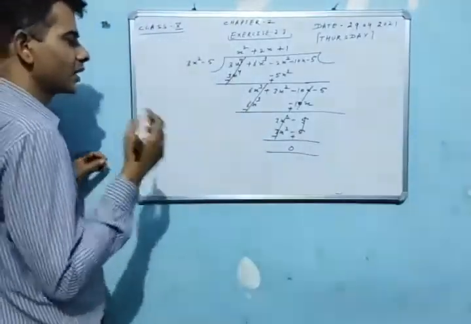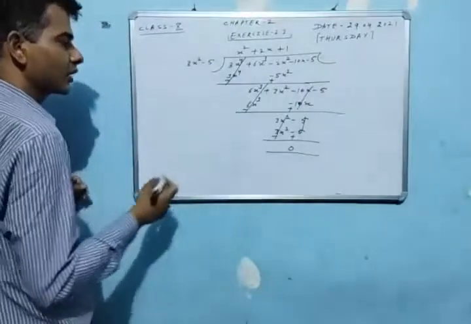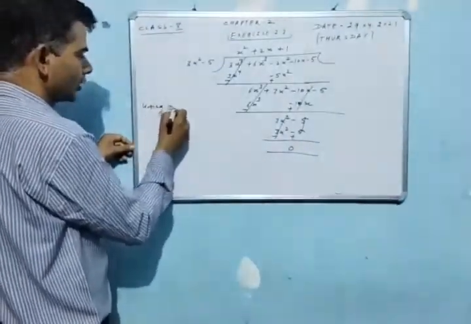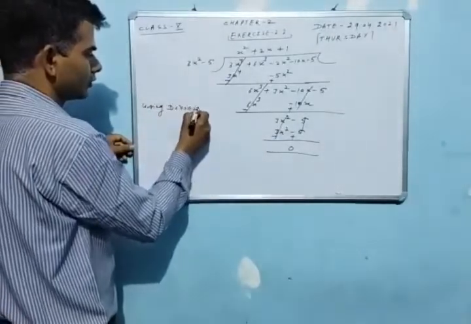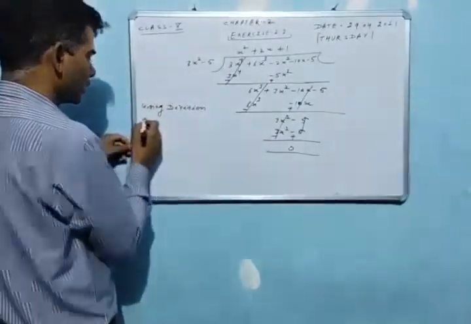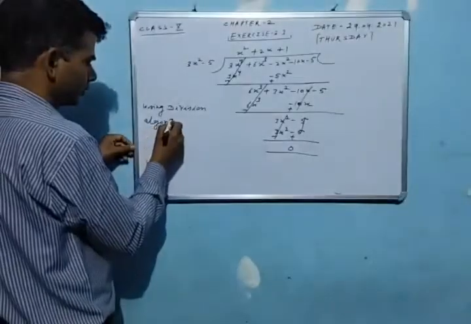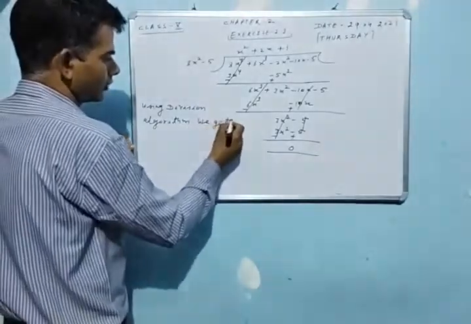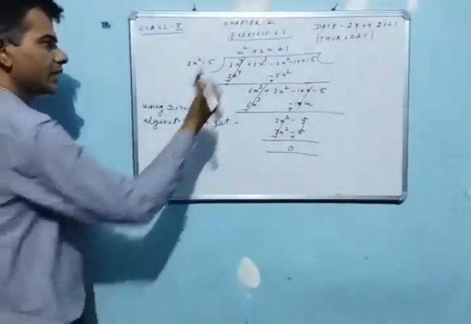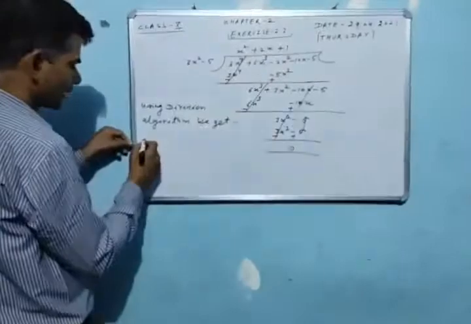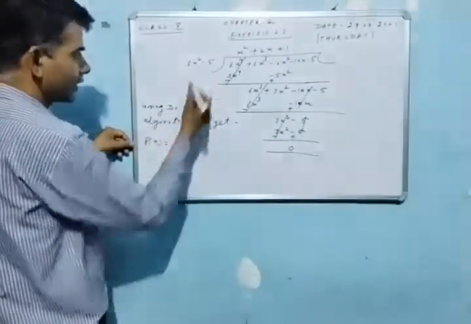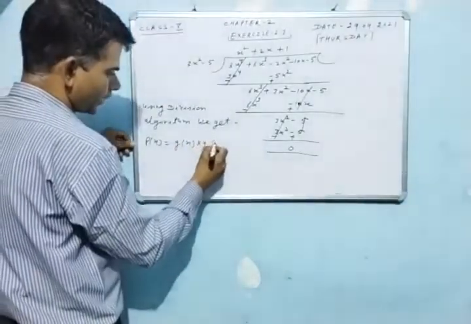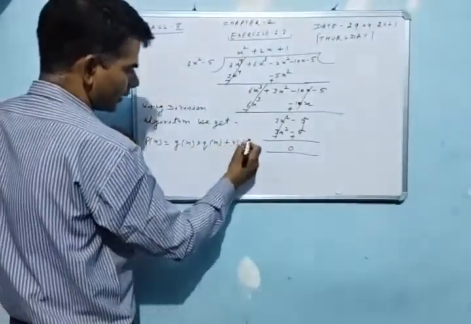Now we apply the division algorithm. Using the division algorithm we get. Student, what is the division algorithm? That is dividend, the dividend is p of x. That is divisor, the g of x. Quotient is q of x and remainder is r of x.